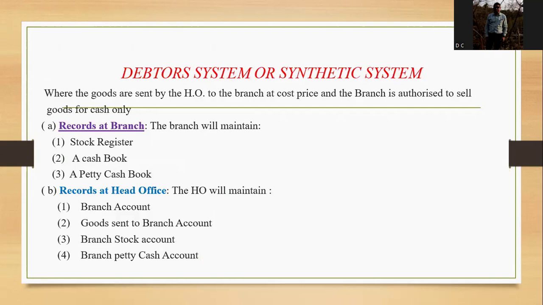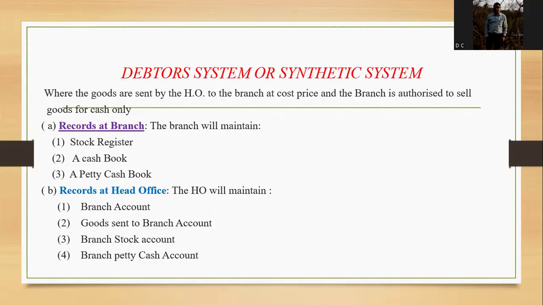Now when the head office follows the debtor system and the branch follows the debtor system, sometimes the head office sends the goods to the branch at cost price, and sometimes at selling price. Now we are discussing where the goods are sent by the head office to the branch at cost price, and the branch is authorized to sell goods for cash only. Then what records are to be maintained at the branch? That means suppose at rupees 100, the head office is sending the goods to the branch at 100 only.